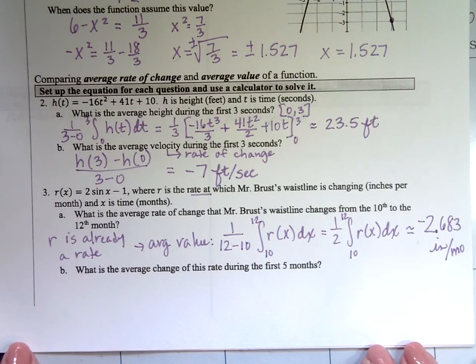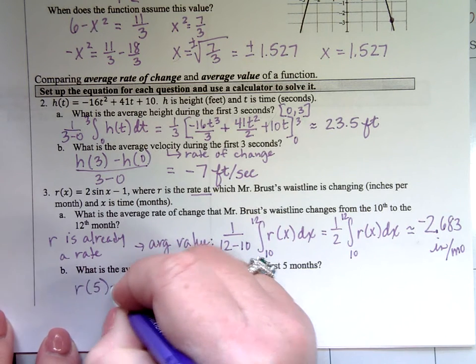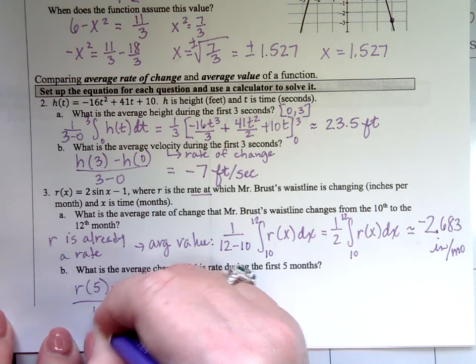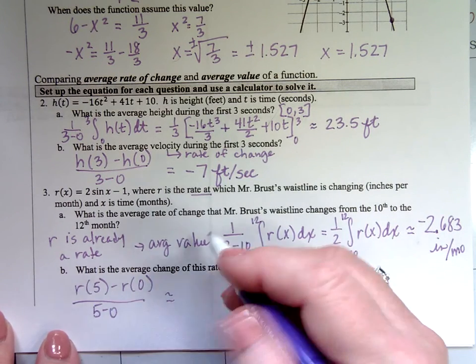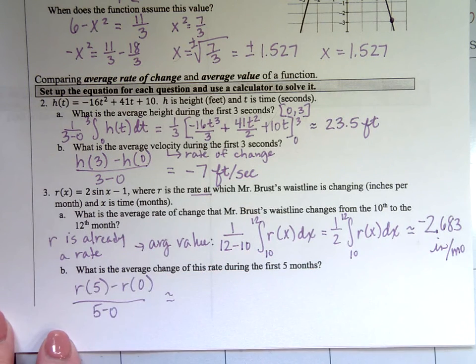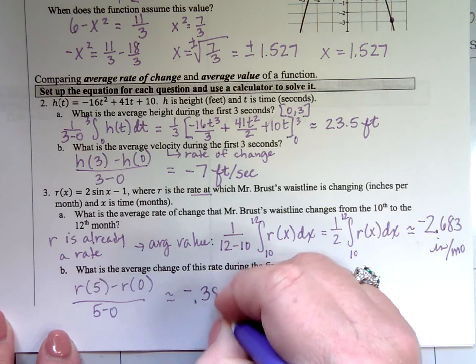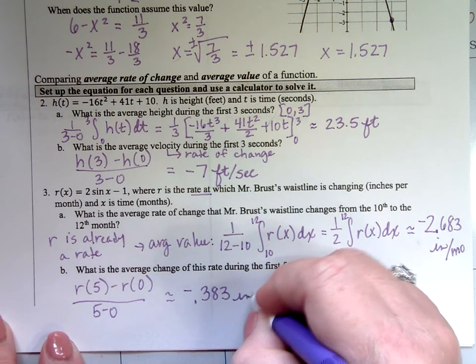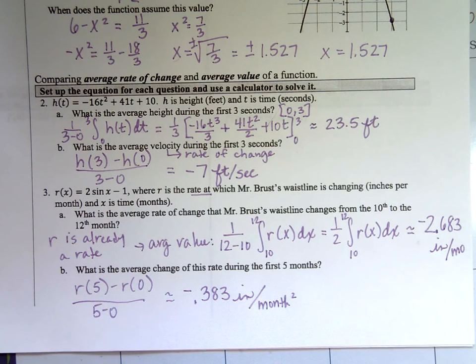What is the average change of this rate during the first 5 months? Average change, that's like the slope then. So now I'm looking at r of 5 minus r of 0 over 5 minus 0. And again, I can go to the calculator and calculate what those values are. If I put r into my y equals, then I can go to the table and grab these values real quick, I end up with -0.383, and that would be inches per month squared. So that's the average change.